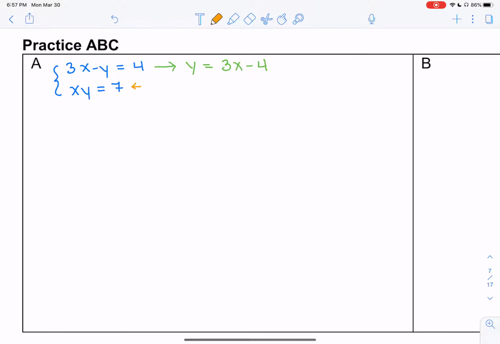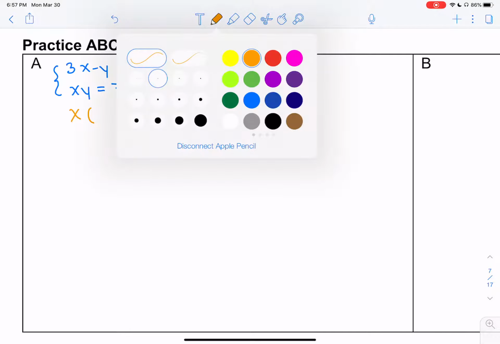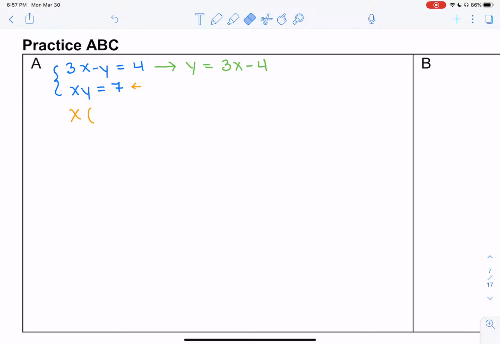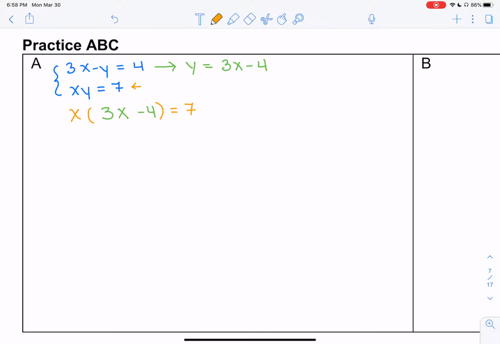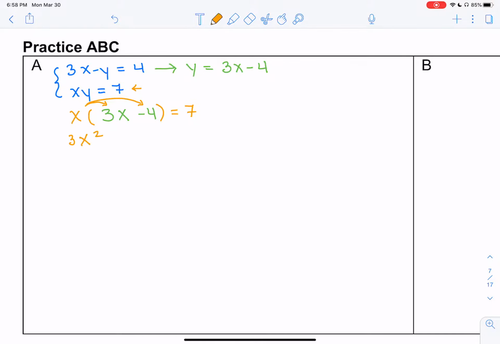So in this case, instead of y, I'm plugging in 3x minus 4, and then we still have the equals 7 on the outside. So that's the second equation with the first one substituted into it. I'm going to distribute the x across, so that part might look a little new for you, and I end up with 3x squared minus 4x equals 7.